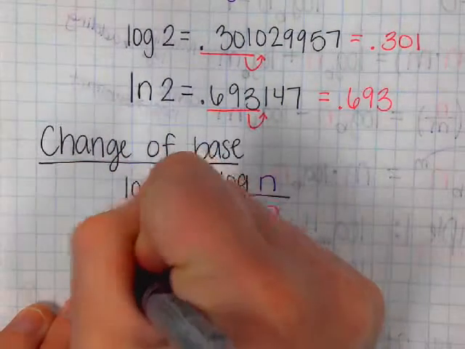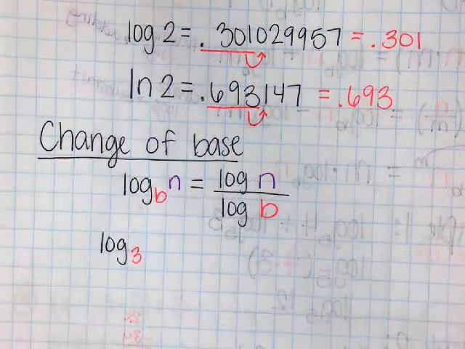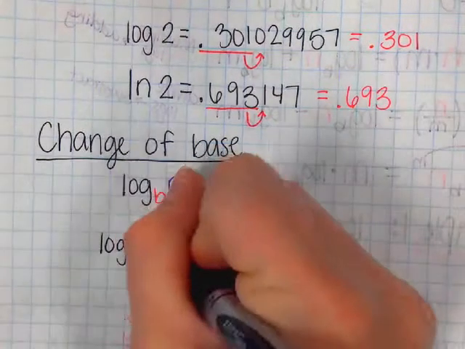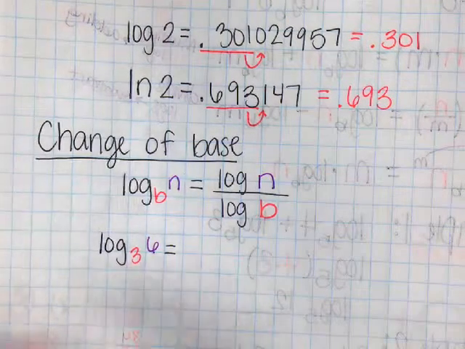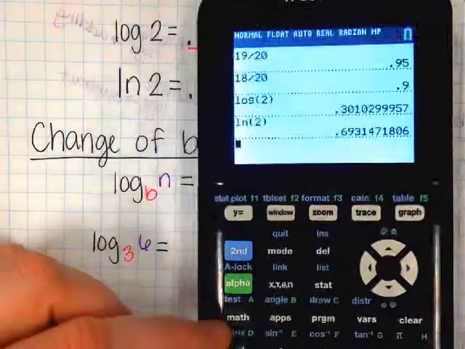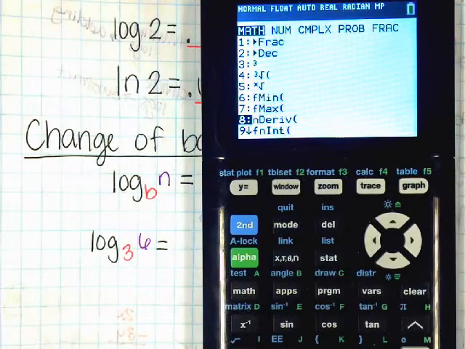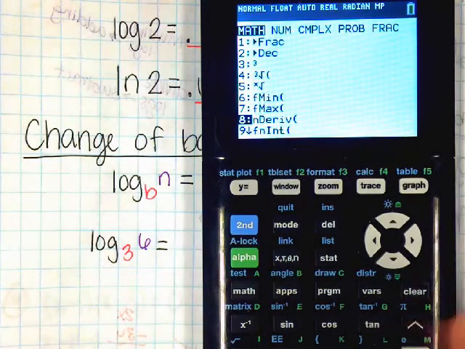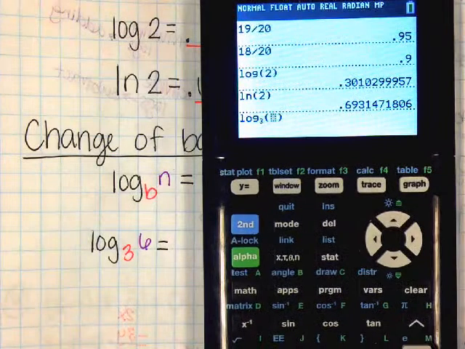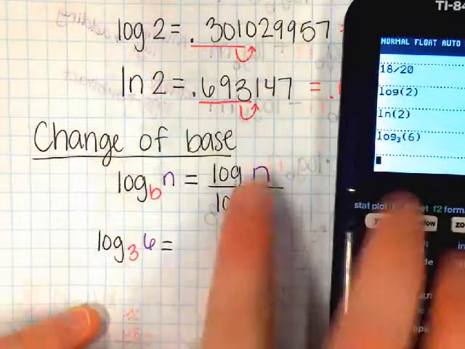So if we want to type in log base 3 of 6, you can type it in your calculator exactly like that. I'm going to do the first one, so I'm going to hit math, go down to log base, and put 3 and 6. Notice it gives me that number.